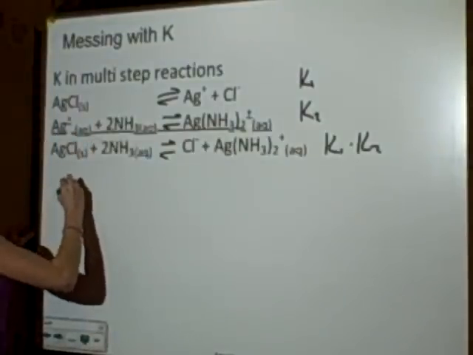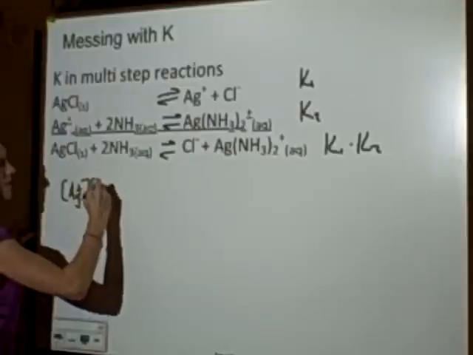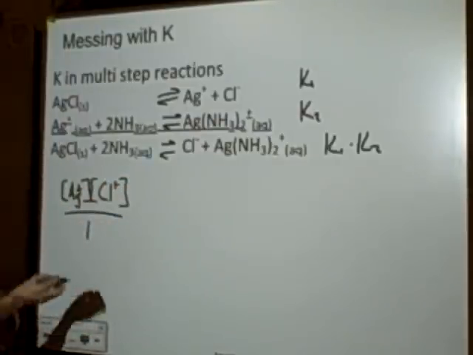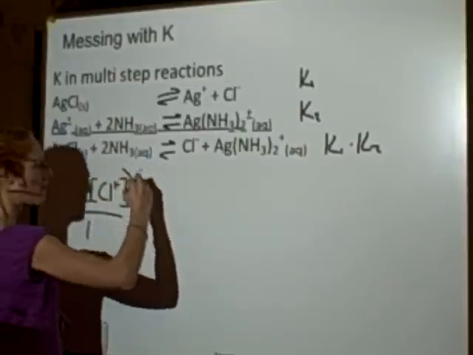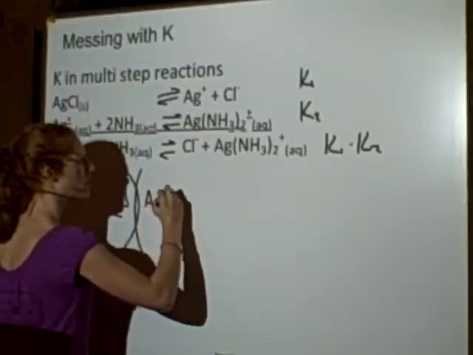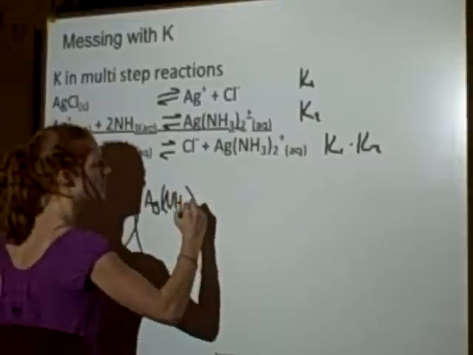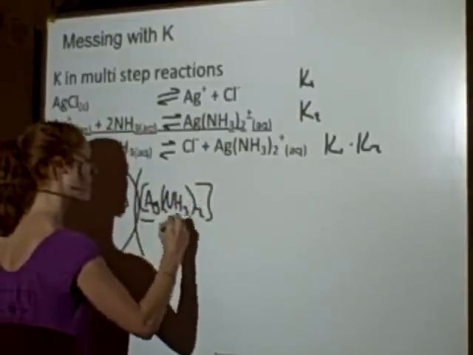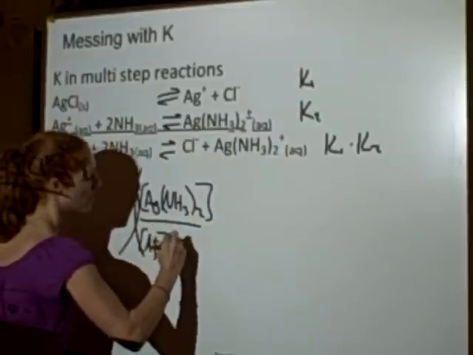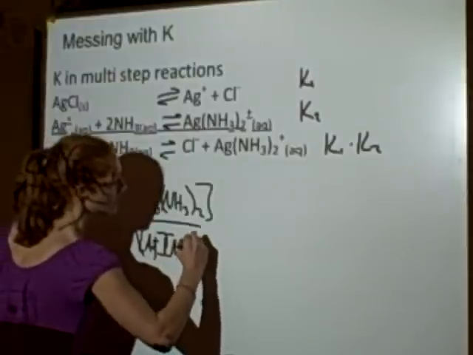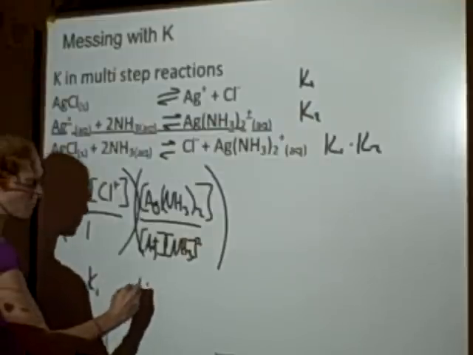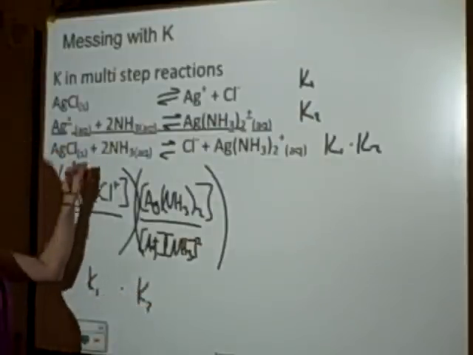K is going to be the concentration of silver times the concentration of chloride, all over 1, because it's a solid. So that's my K1. I'm going to multiply it by my K2: the concentration of Ag(NH3)2, that's my product, over the concentrations of silver and ammonia squared. That's my K1, that's my K2, and I'm telling you that this times this will be equal to the K of the overall reaction.